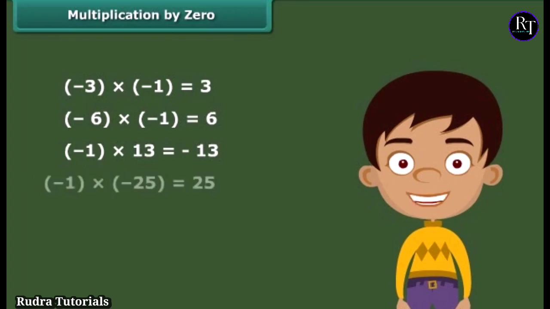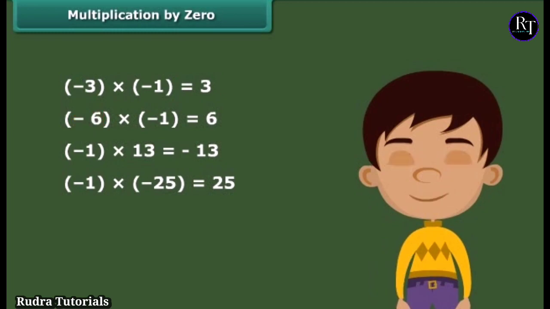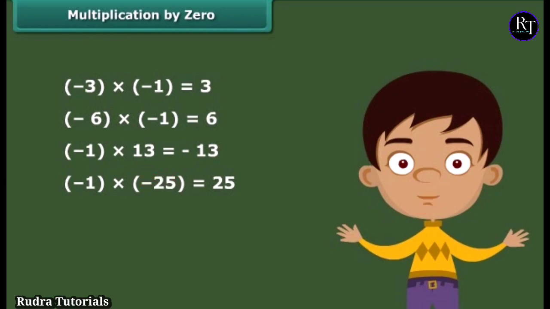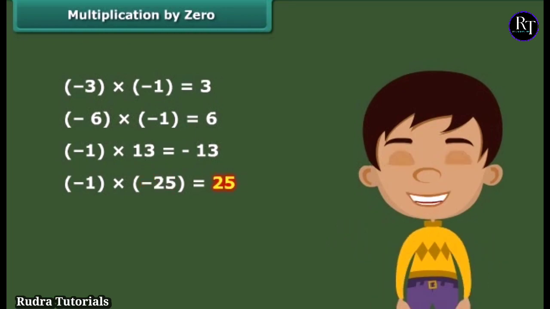But when we multiply any integer with -1, we get the additive inverse of the integer. In these examples, -3 has become 3, -6 has become 6, 13 has become -13 and -25 has become 25.